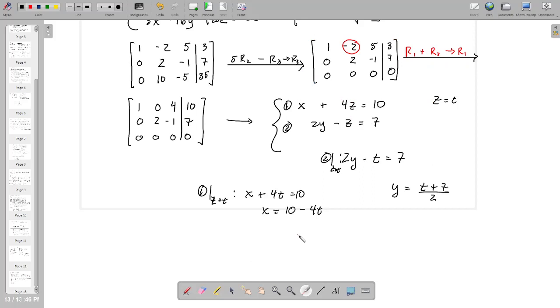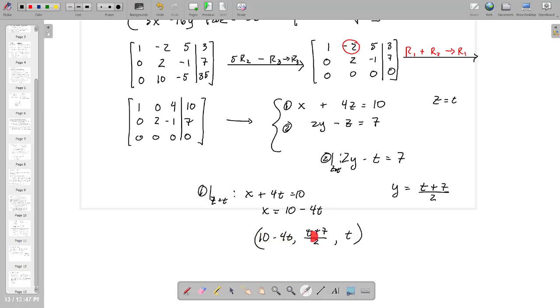My solution comes out to what x, y, and z are with respect to t. So x with respect to t is 10 minus 4t. My y with respect to t is t plus 7 over 2. And my z with respect to t, of course, is just t. So this is our solution. Now, if you didn't change your z to be a parameter t, and you just left it as a z, your solution would be 10 minus 4z, z plus 7 divided by 2, and z. And that's fine also.